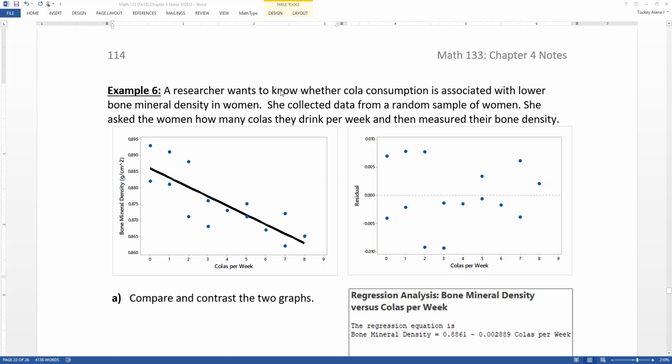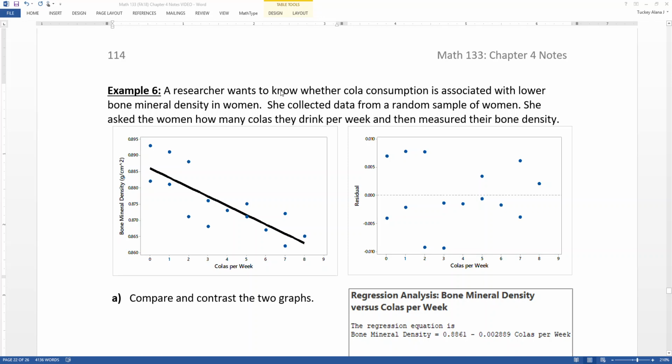Now that we know what a residual plot is and what to look for, let's do a problem that has context with residual plot, amongst other things. So a researcher wants to know whether cola consumption is associated with lower bone mineral density in women. She collected data from a random sample of women. She asked the women how many colas they drank per week and then measured their bone density.